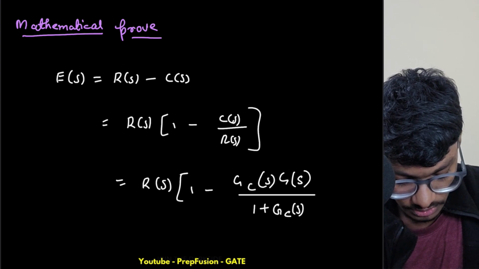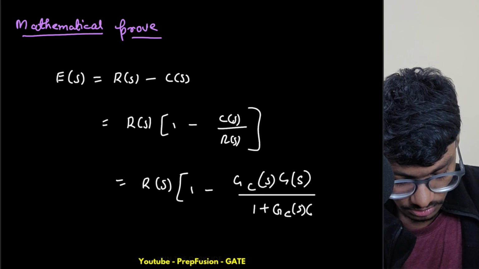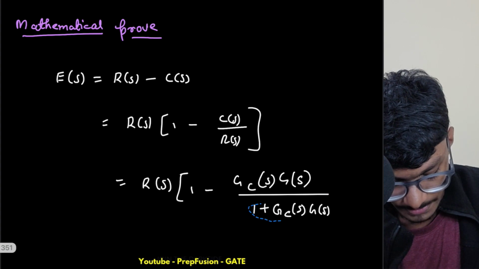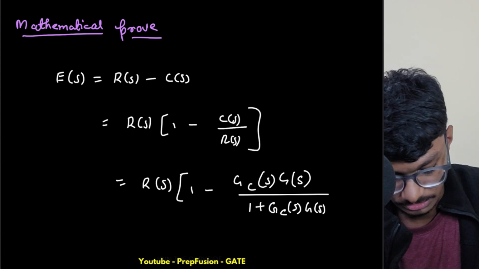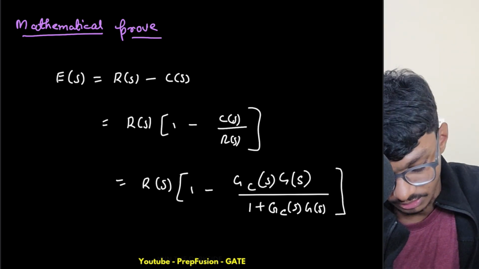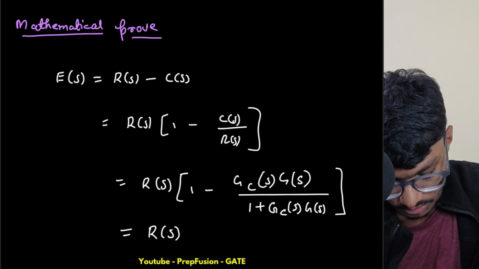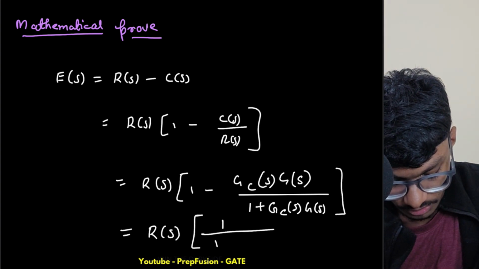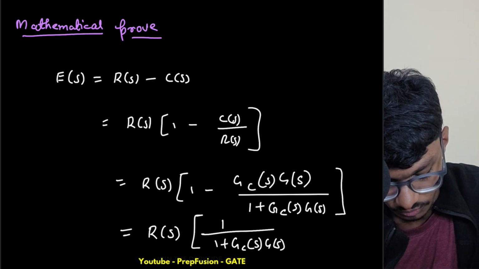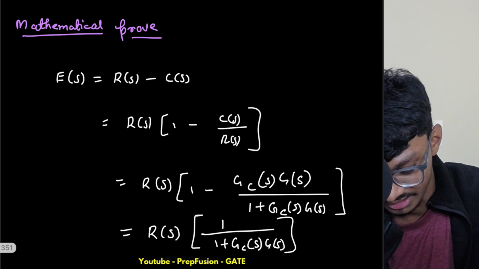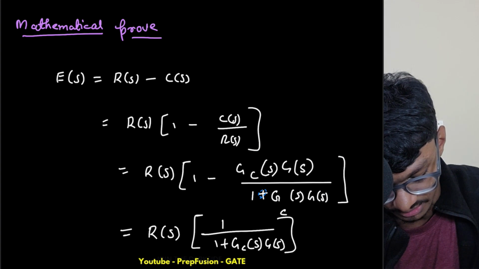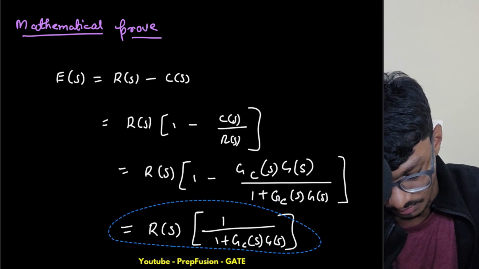1 plus GC of s into G of s. Okay, so now we'll apply the final value theorem here. But first let me write this in this term. This will be simply 1 by 1 plus GC of s into G of s. I'm writing this every time just to show you, so that this can be installed in your memory, that this error signal we can write like this. This is my E of s.